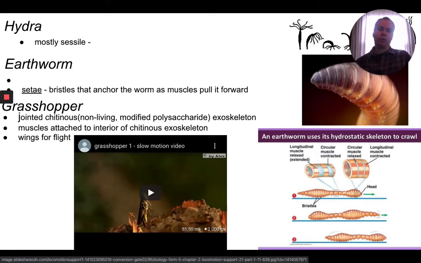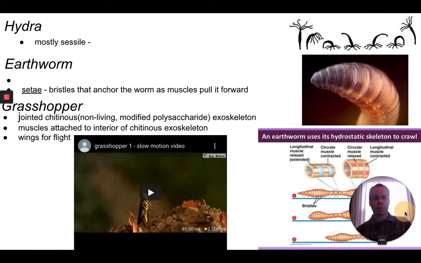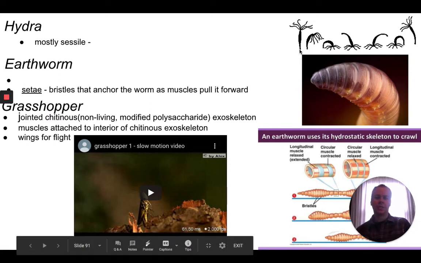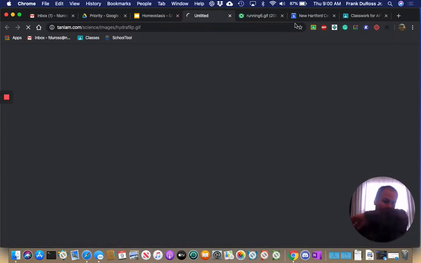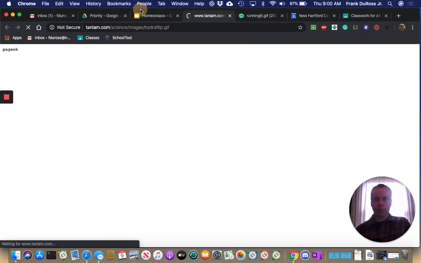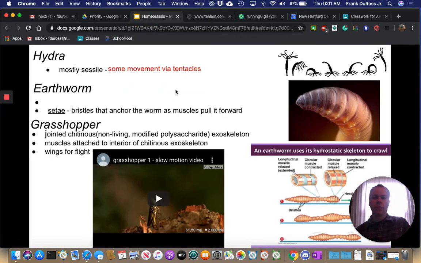As we start to move into the animals, the hydra, which we've been talking about, are mostly sessile. They mostly stay attached at the base of the organism, but they can move a little bit from place to place by somersaulting around. Kind of an interesting type of movement. They can grab things with their tentacles and move themselves from place to place, but they generally stay in one place. Earthworms. We've been talking about earthworms.